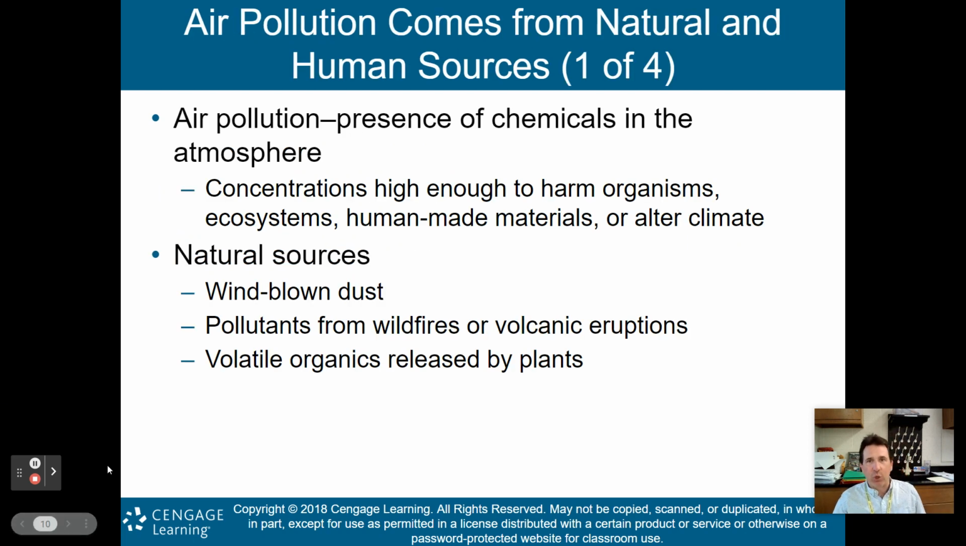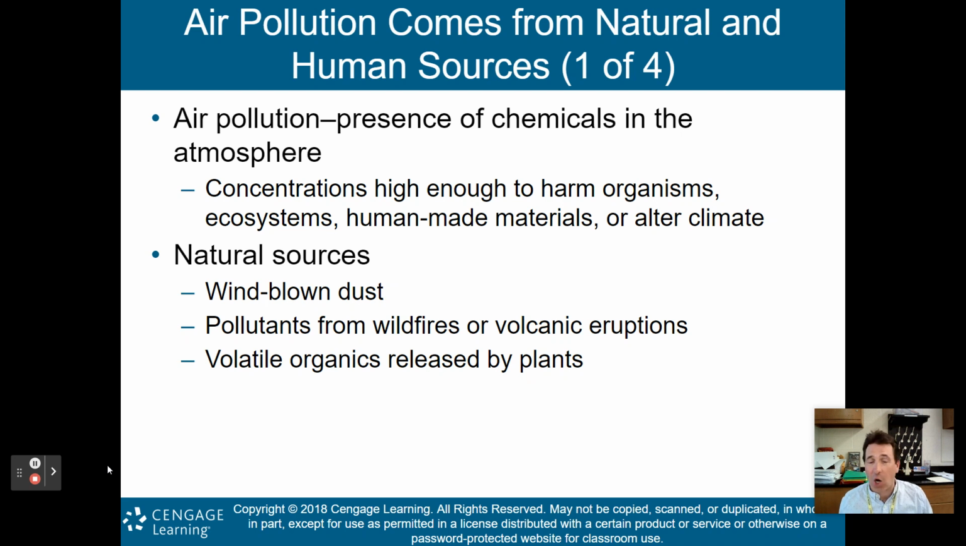So air pollution comes from natural, of course, and human sources. Air pollution is the presence of chemicals in the atmosphere which have a concentration high enough to harm organisms, ecosystems, human-made materials, or alter climate. So what are some natural sources of air pollution? Wind-blown dust, right? You get a dust storm in the desert. That dust gets blown up into the atmosphere. That's pollution. Pollutants from wildfires or volcanic eruptions.